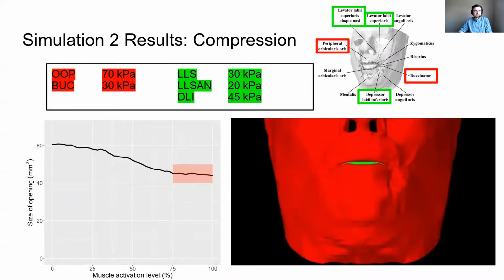Our results for compression rely on a larger set of muscles, and in particular, there's a pair of muscles in red here that serve to reduce lip aperture and a set of muscles in green that serve to increase it, and the interaction between these two sets of muscles produces lip compression. And you can see that although this graph isn't as quantal as the previous one, we still have a nice region of stability in the upper 25% of the activation range.